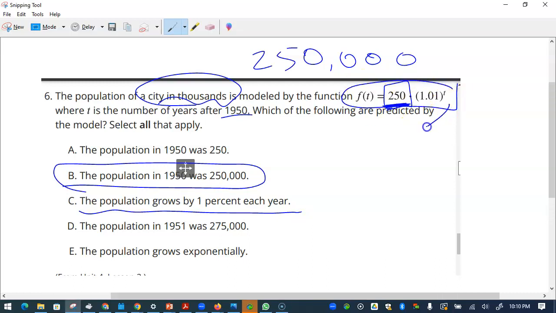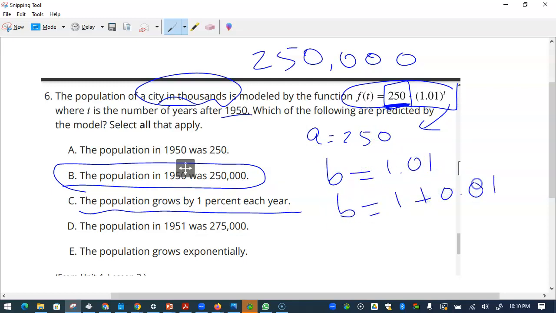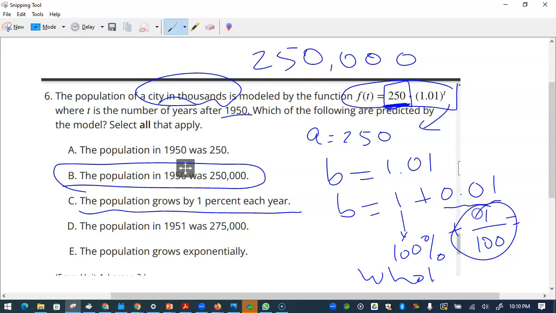If you see the whole thing here, what is that B here? Your A is 250, that's what it was in the beginning. B is 1.01. What does that mean? 1 plus 0.01. That means this is the 100%. In the beginning, whatever you have is the whole. This is the whole, and the raise is this one. That means you multiply. This means the same as writing 1 over 100, right? Which is 1%. So this part is 1%, and this becomes correct.